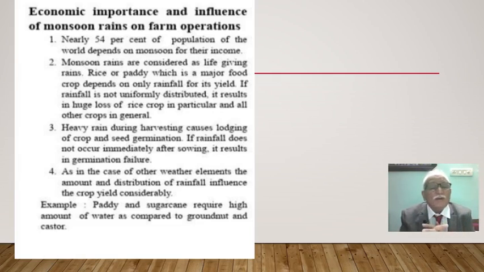Of course, what is the economic importance is very interesting. Nearly 54% of the population of the world depends on the monsoon. Monsoon rains are considered as the life-giving rains, particularly for rice crop. Heavy rain during the harvesting causes, no doubt, some lodging of the crop. Of course, it may affect germination of certain seeds. As in the case of other weather elements, the amount and distribution of rainfall influence the crop yield considerably. For example, paddy and sugarcane require high amounts of water as compared to groundnut, castor, jowar, etc., or other minor millets. So this is the economic importance of our monsoon.